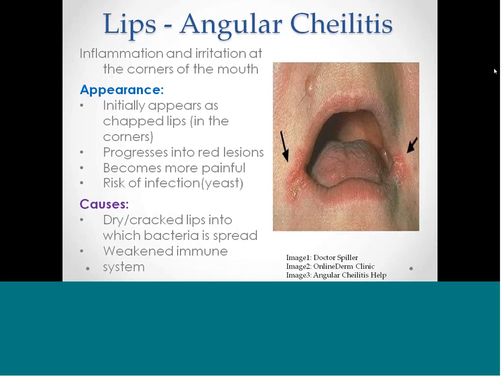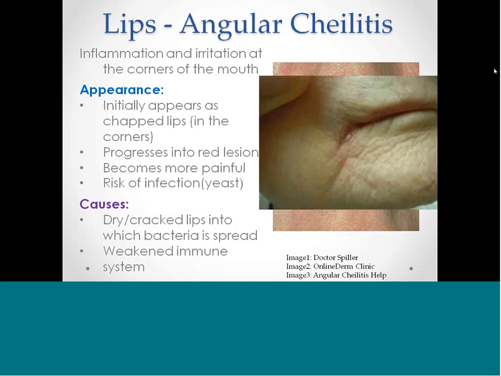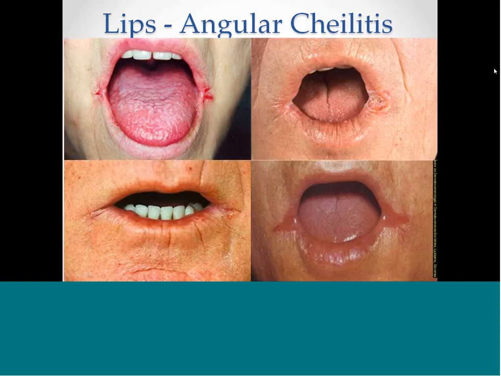Angular cheilitis. Angular cheilitis is inflammation and irritation affecting the corners of the mouth. It is commonly seen in elderly individuals, and it may be painful and cause difficulty eating. The cause of angular cheilitis may be due to a deficiency of B complex vitamins and an overgrowth of yeast. Angular cheilitis initially appears as chapped lips at the corners of the mouth and progresses into red lesions. As the condition progresses, it becomes more and more painful.